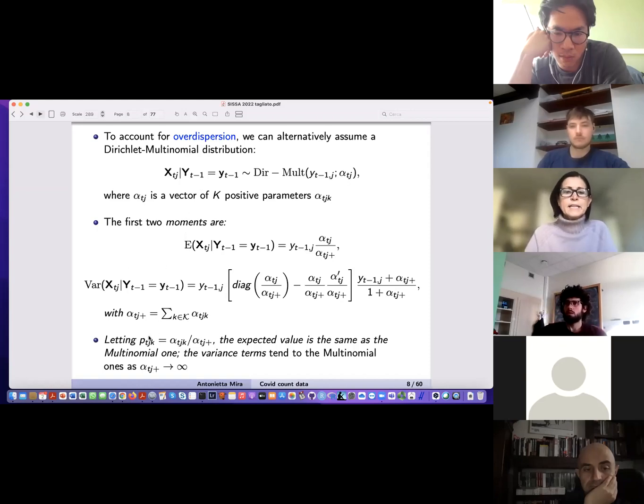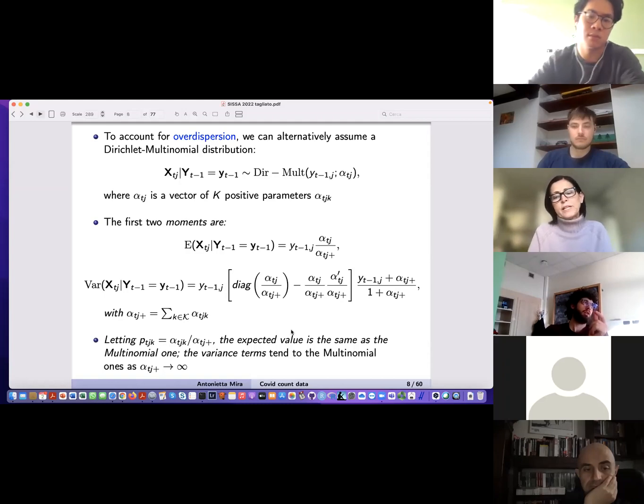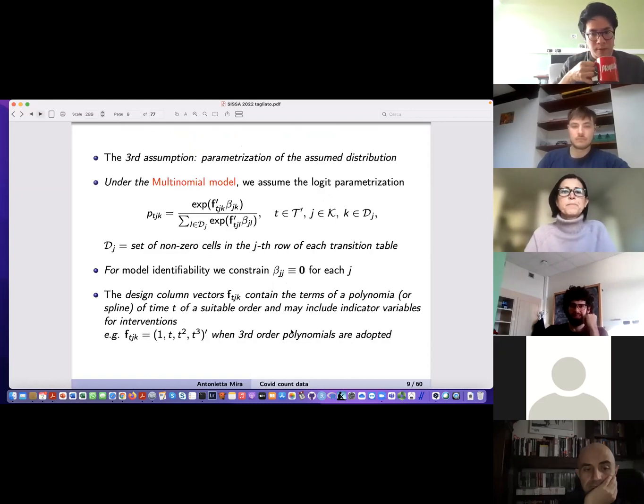So if we let p in the multinomial model be alpha divided by the sum of all alphas, the expected value of the Dirichlet multinomial and of the multinomial model are the same. And if we let this alpha go to infinity, the variance term in the Dirichlet multinomial tends to the multinomial one. So in a sense, this Dirichlet multinomial is a generalization of the multinomial case to allow for overdispersion.